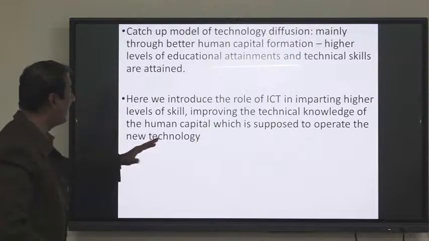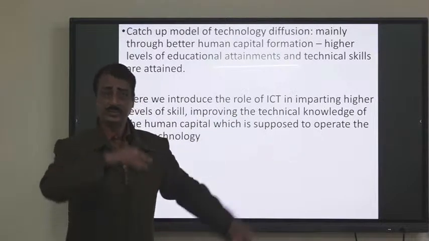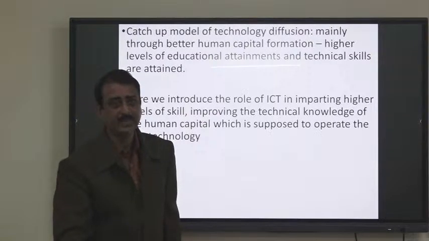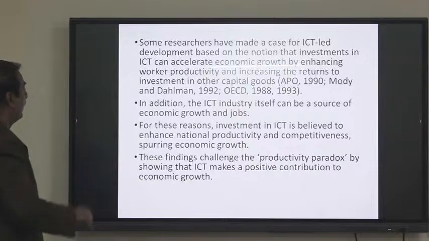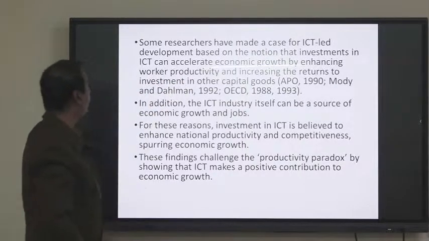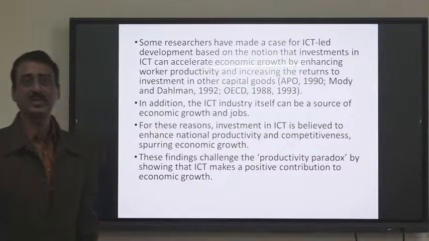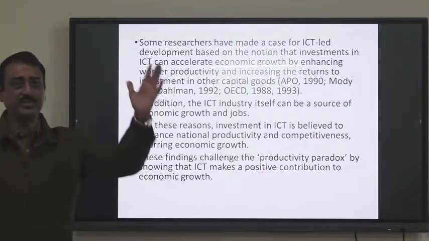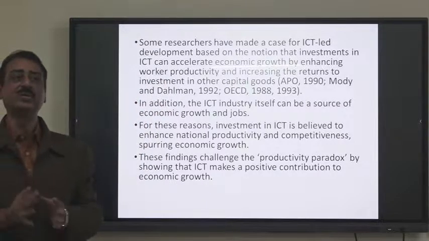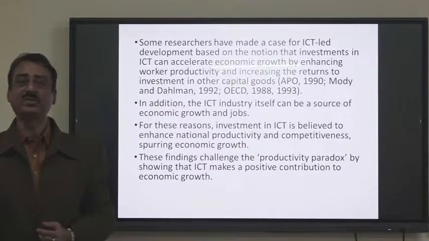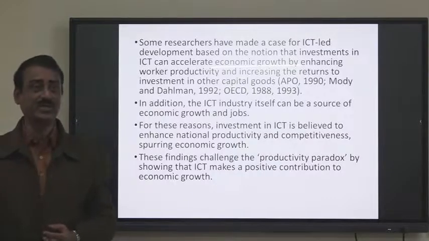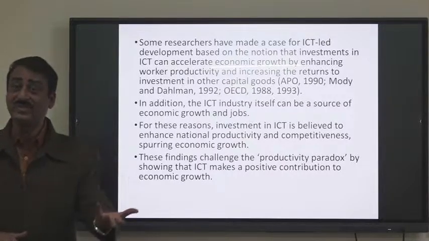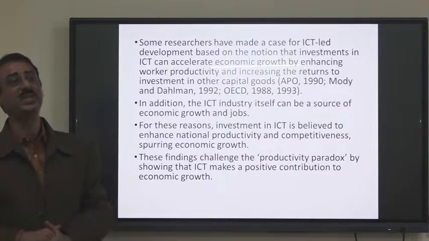And then finally we talk about ICT, which I had already mentioned in the theoretical literature, and we are able to see that ICT has been playing a major role. The ICT-led development, based on the notion that investments in ICT can accelerate economic growth and can also contribute to total factor productivity growth, is sort of established. So if I have to summarize, what are the factors that I have talked about? I have talked about the trade relationship, the physical infrastructure, social infrastructure, human capital formation, and then the agglomeration requirements. That is, which region has a greater potentiality needs to be identified.